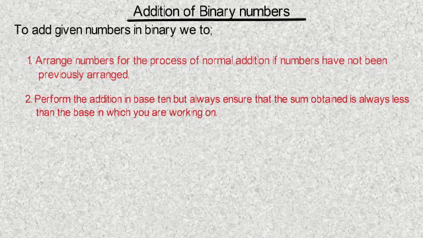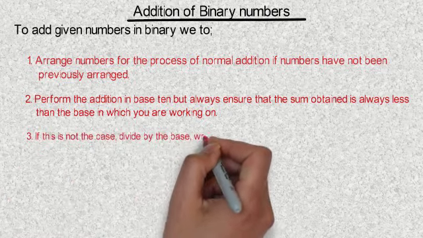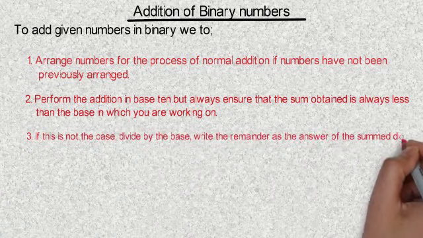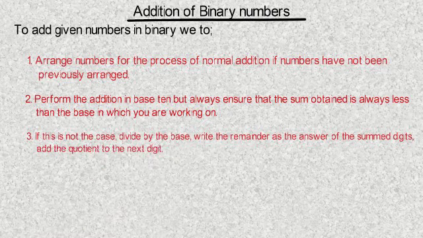So what I'm trying to say is you perform the addition as you do in base 10, but you have to be very aware that you are adding in base 2. So here you have to work with base 2. That means your numbers must not be greater than base 2. 3. If this is not the case, divide by the base, write the remainder as the answer of the sum digit, then add the quotient to the next digit.